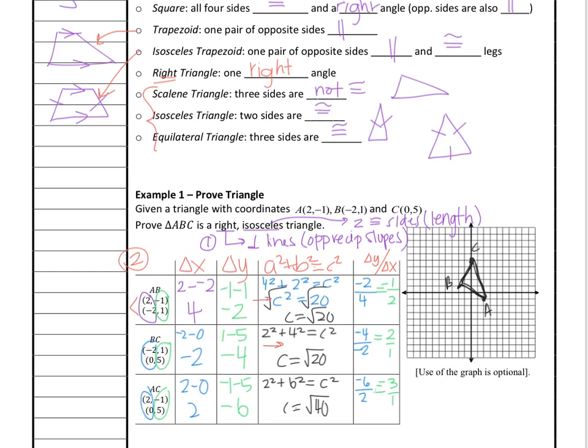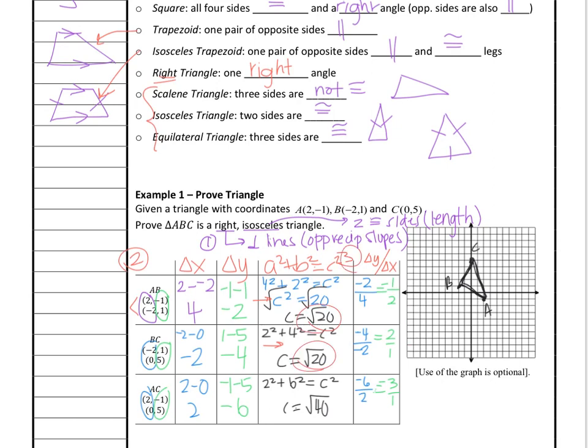For AC, I found length to be square root 40. For BC's slope, I found it to reduce to 2 over 1. And then for AC's slope, I found it to reduce to negative 3 over 1. So now we're about to take on step 3, where we make some conclusions. So you look at this column here, and you say, okay, what do I notice? Square root 20, square root 20. Fabulous. So step 3 is making these conclusions.